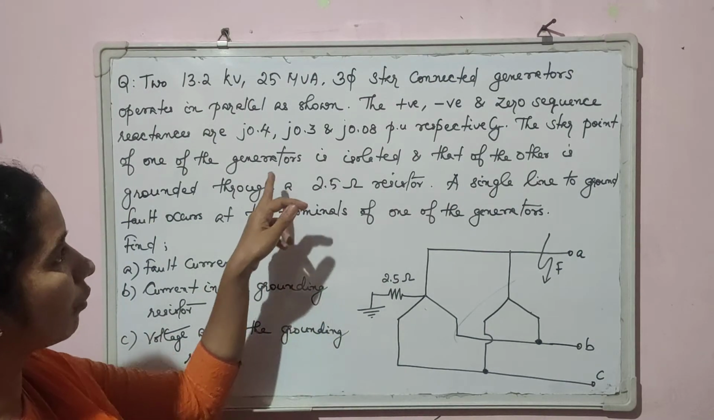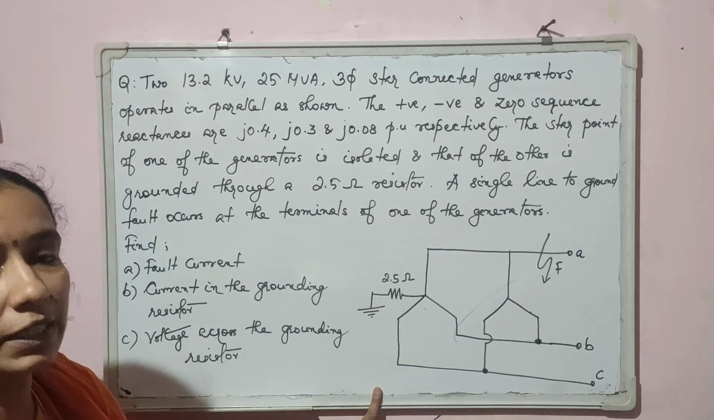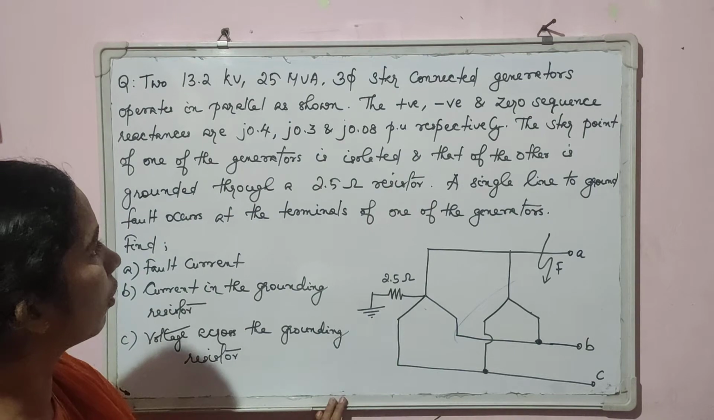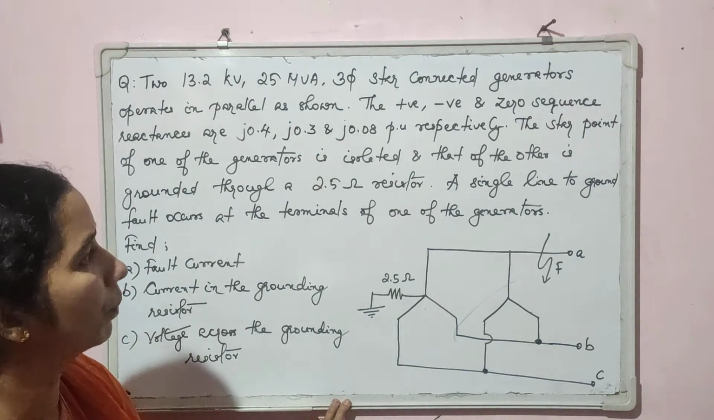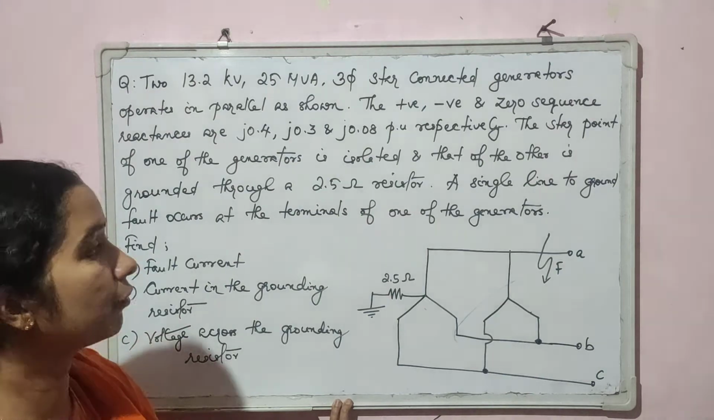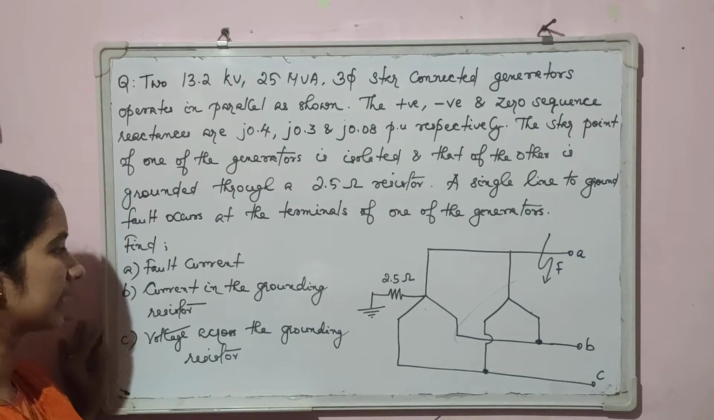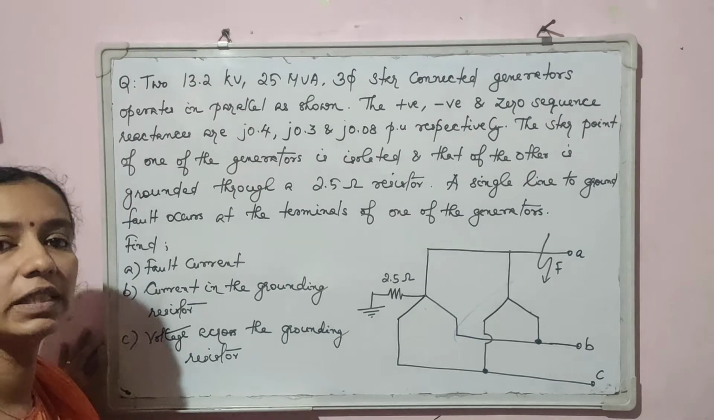The star point of one of the generators is isolated and that of the other is grounded through a resistor of value 2.5 ohm. A single line to ground fault occurs at the terminals of one of the generators. Find the fault current, current in the grounding resistor and voltage across the grounding resistor.